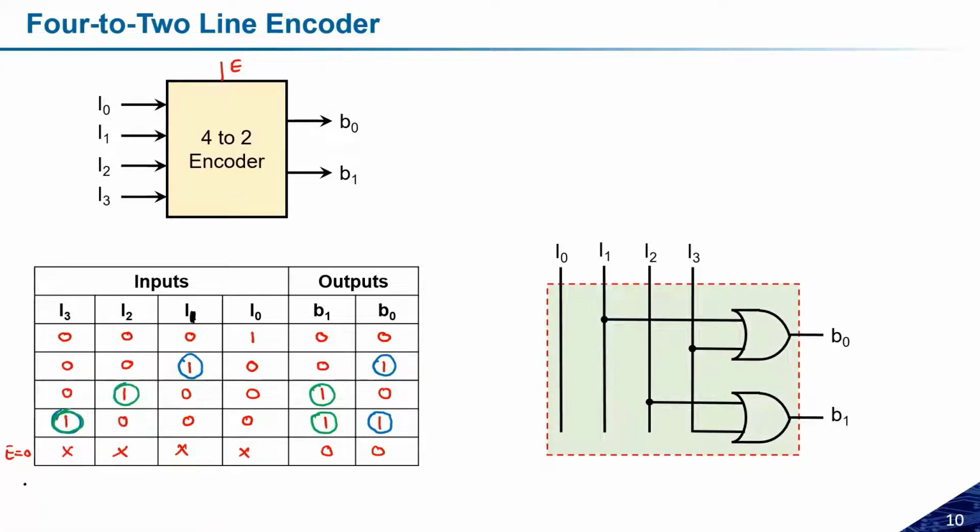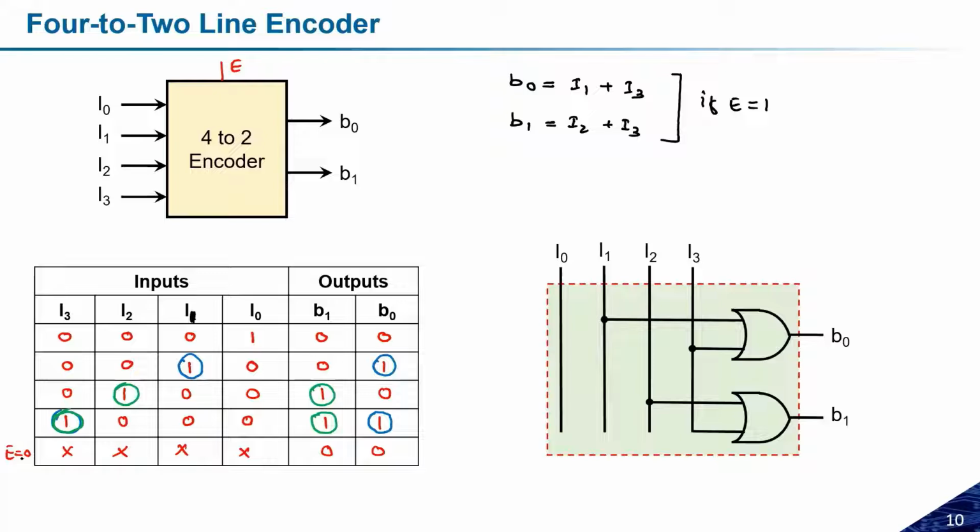If I want to write some expression for this one, B0 is ORing of I1 and I3. So I1 plus I3 is the B0, and B1 is nothing but ORing of I2 and I3. Okay, so this is the simple expression. But yes, of course, the condition is if E is equal to 1. Okay, so this is how we can get it.